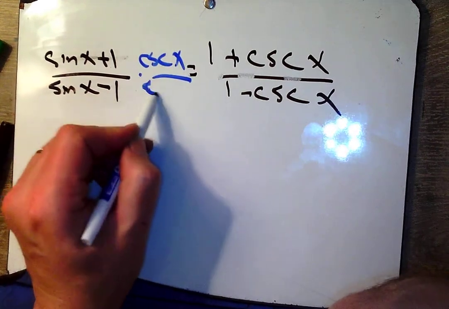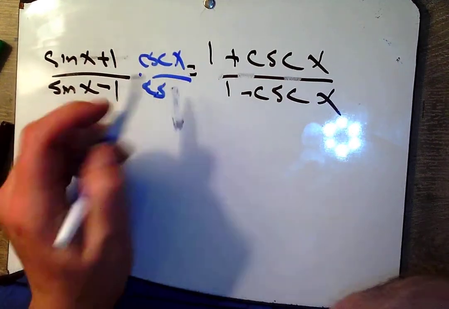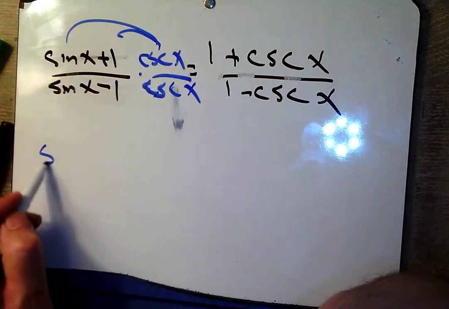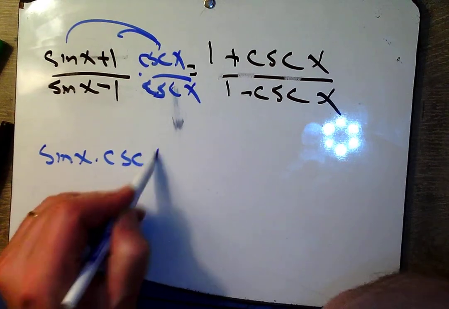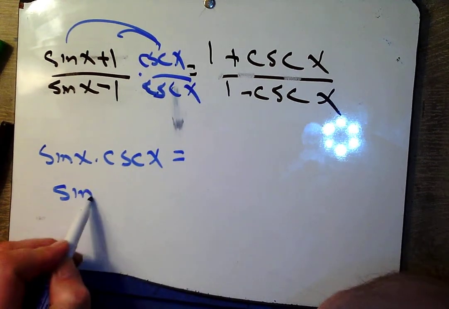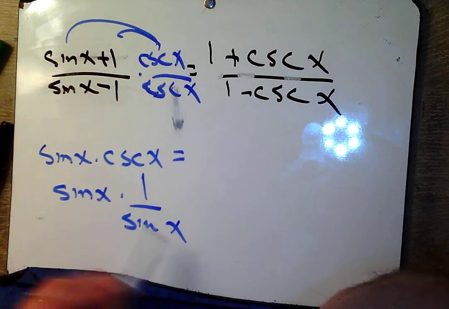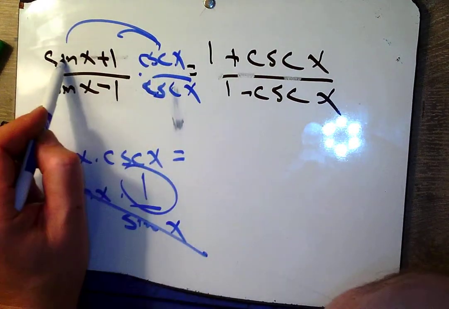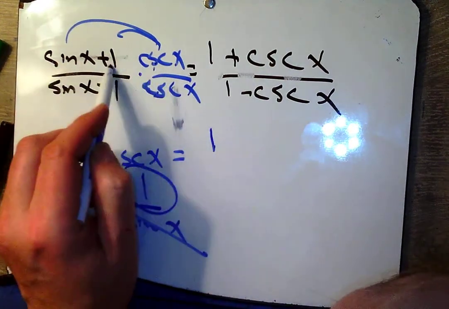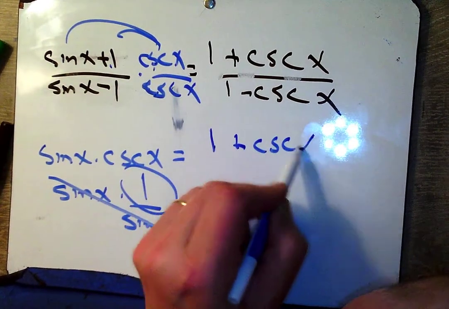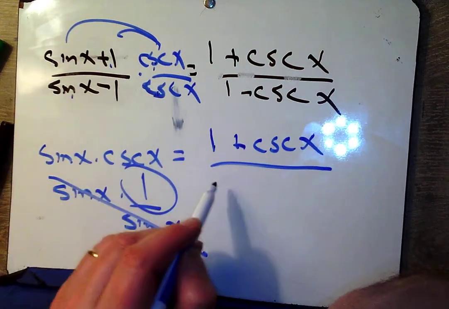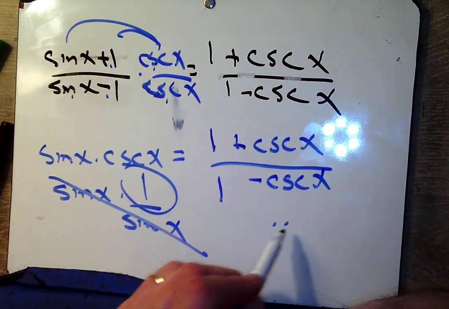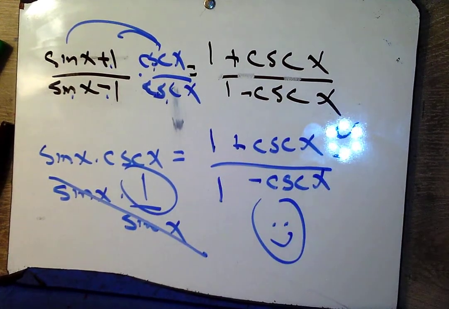So I'm going to multiply top and bottom by cosecant x. And when I distribute that, sine times cosecant is the same as sine times 1 over sine. And I get 1. Oh, well that's convenient. So this times this is going to give me 1. And this times this is going to give me cosecant. And this times this is going to give me 1. And this times this is going to give me minus cosecant. And I'm all done. Okay.